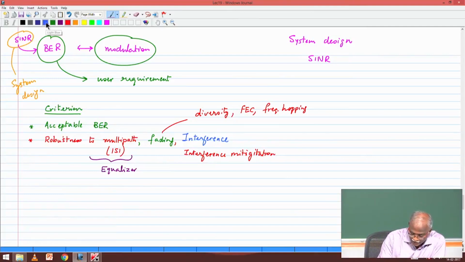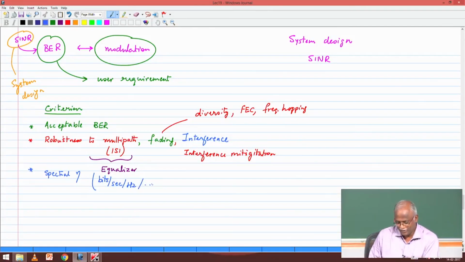And there is a third element that we are always very interested in, called spectral efficiency. It is measured in bits per second per hertz per dot dot dot. What are the dot dots? It could be per cell, you may be measuring your spectral efficiency per cell, or you may be measuring it per user, how many bits per second per user you are able to get. There are several measures depending upon what particular aspect you are looking at, but at the end of the day it is bits per second per hertz.